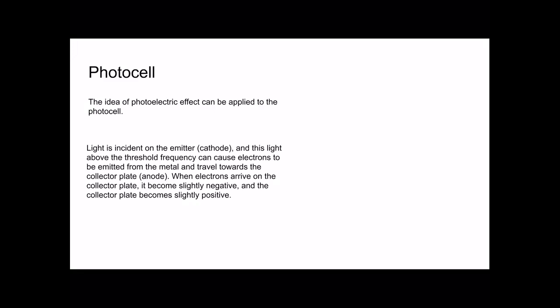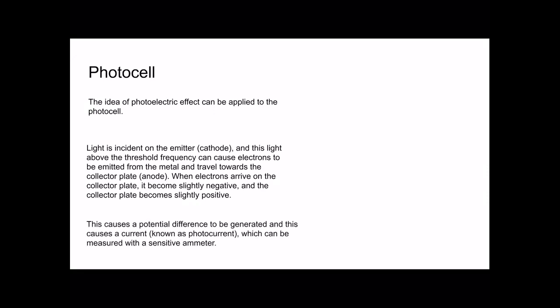which is the anode, which is going to become the negatively charged plate. The emitter plate is going to have electrons ejected. Because negative charge is being ejected, the emitter plate is going to become positive, and the collector plate, which is going to collect the electrons, is going to become negatively charged because it's going to have more negatively charged electrons. It's going to become the anode. So when electrons arrive on the collector plate, it becomes slightly negative, and the emitter plate becomes slightly positive.